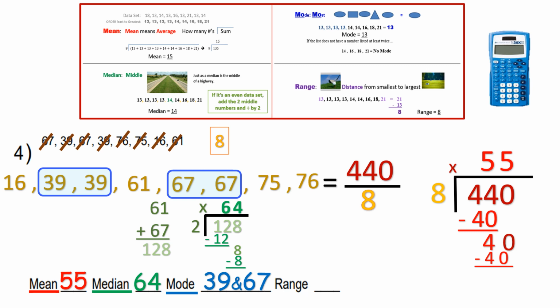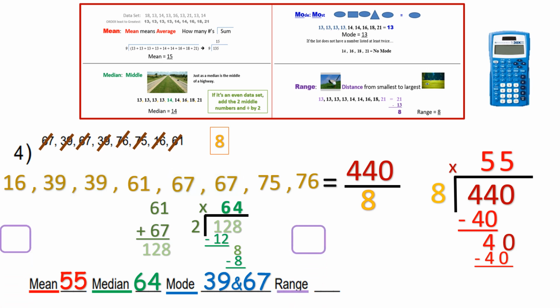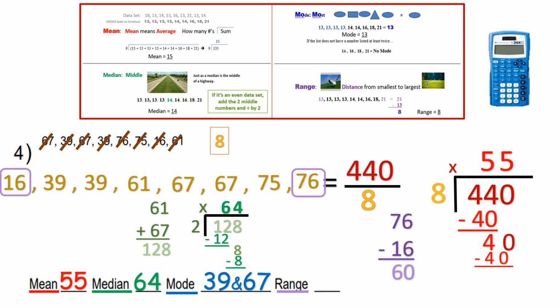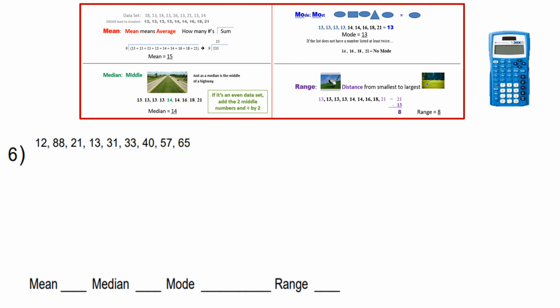So I'd write down 39 and 67, which leaves me finding the range. And the range is once again finding the distance between the biggest number and the smallest number. So my range from 76 to 16, I stack them and subtract, and I find out that that is 60. So my range is 60, and I have all 4 things down. So we're ready to move on. Let's finish up with question 6.